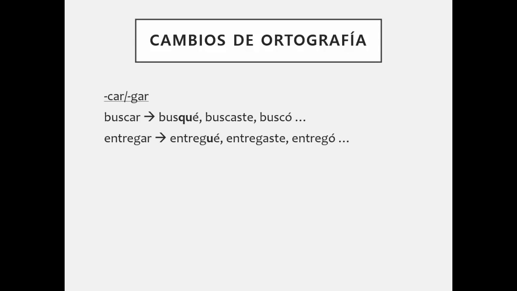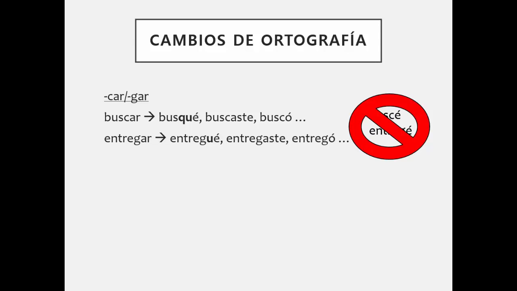All car and gar verbs will add a U, and the C will change to a Q. Again, this is merely to keep the reader on track and understanding what sounds are being represented. There is zero difference in pronunciation. So, busqué and entregué sound right. Without that U, we get busé and entregé. That's definitely not what we want.